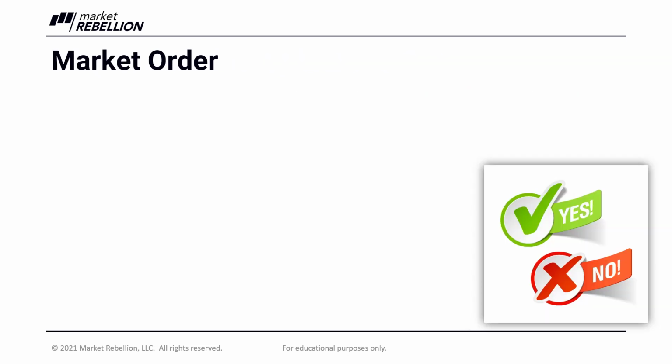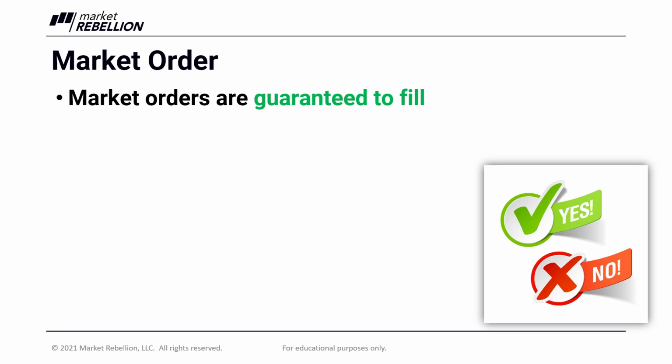If you place a market order, then the order is guaranteed to fill. That's the good news. The bad news is that they do not guarantee the price. You can't be 100% certain as to which price you're going to pay if you're buying or which price you're going to receive if you're selling. Now, if the markets are open, it should be pretty close to the prices that you're seeing on the screen, but just realize that they could be a little bit higher or a little bit lower.